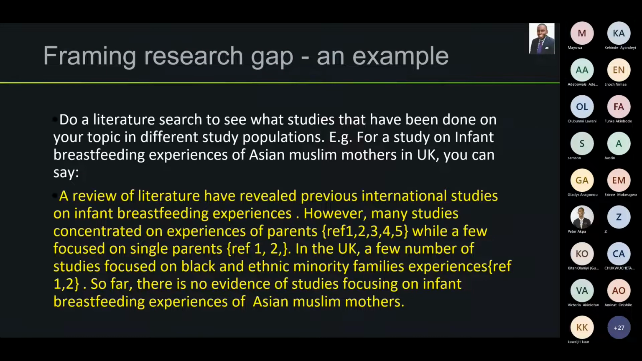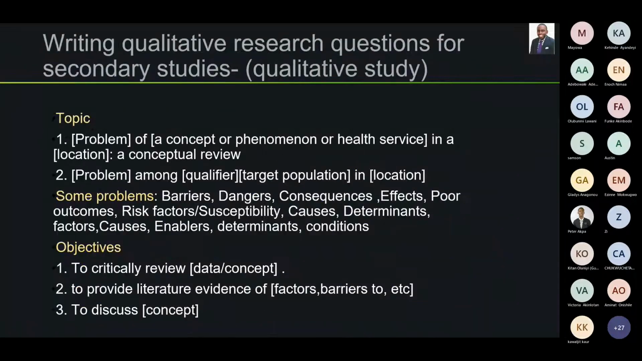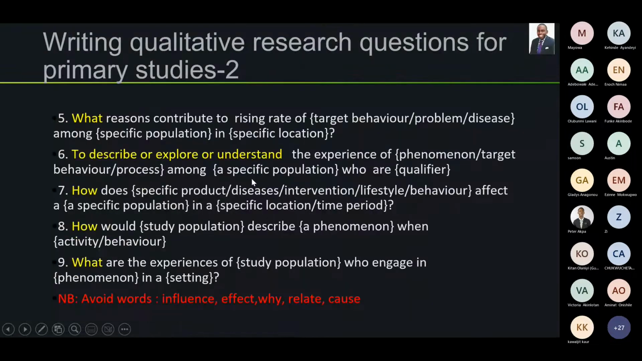Your gap can be that many studies that have been done on this topic are more than 10 years old. That means they are not recent. Your gap can also be, remember I said qualifier, right? I said a qualifier here. So what do I mean by a qualifier?